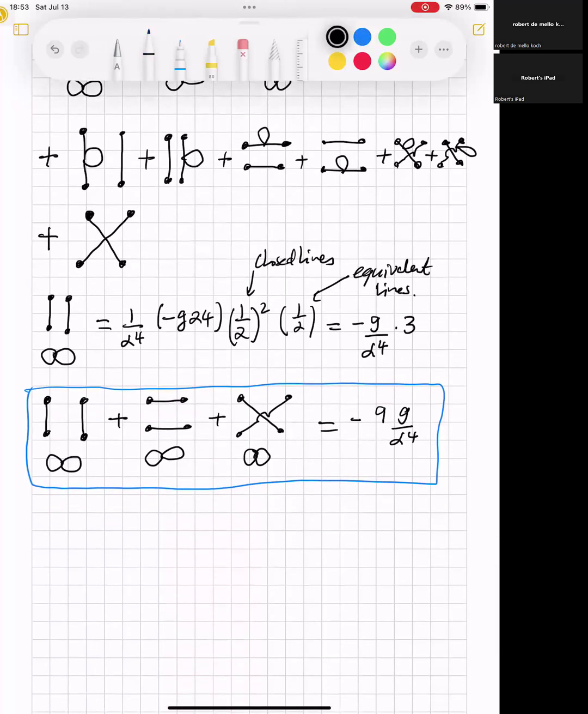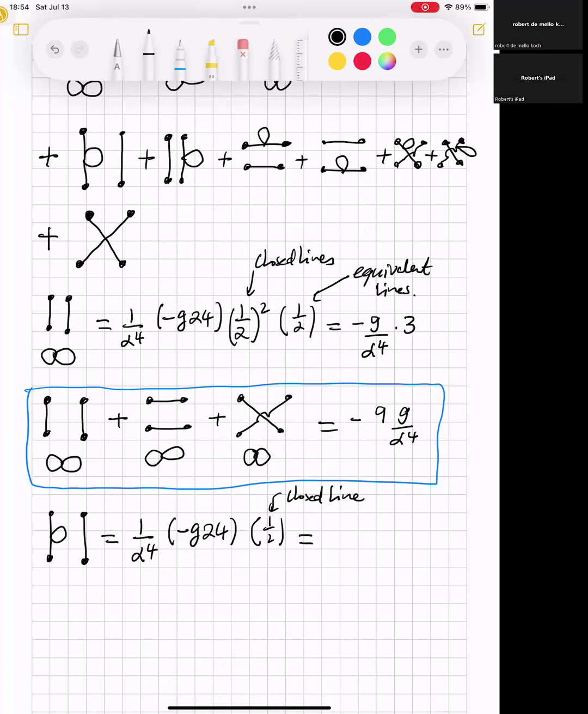Now, let's look at this diagram. Like that, over there, and like that. So what is this equal to? Well, if we count the number of lines, 1, 2, 3, 4. So you've got 1 over alpha to the 4. There's one vertex, so we've got minus g times 24. And then when we come to look at the factors, we've got one closed line. So we've got 1/2. This is for a closed line. Then there's no equivalent lines. None of those lines have the same start and end points. There's just one vertex, so there can't be any equivalent vertices, and there's no equivalent diagrams.